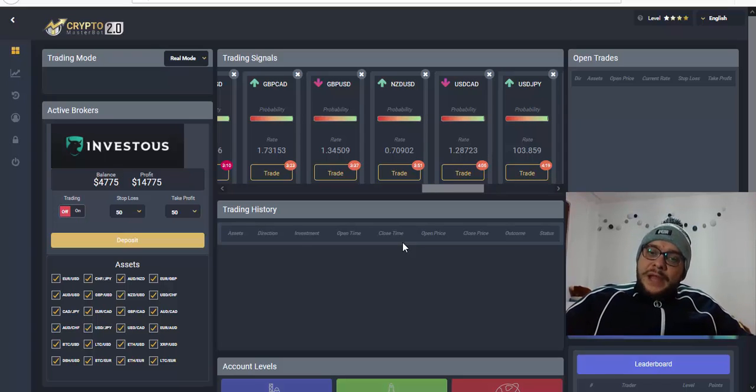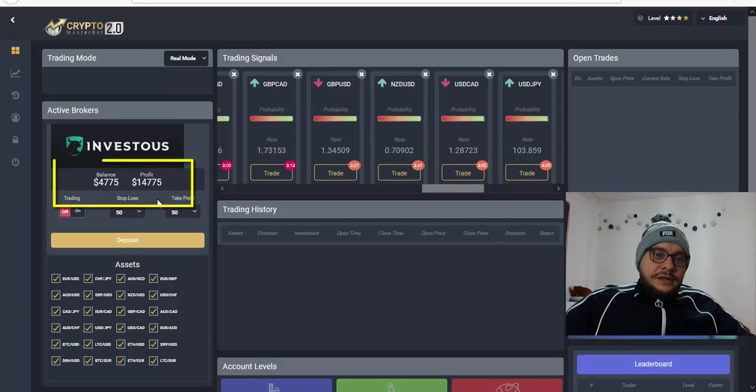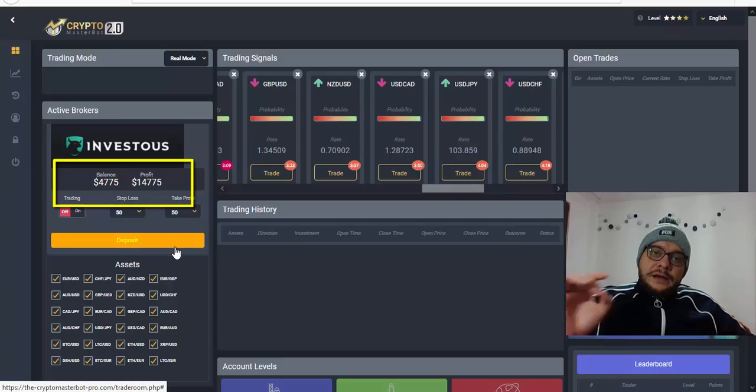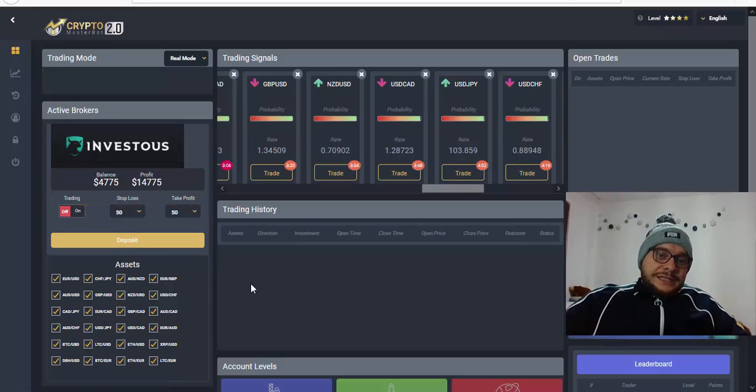Now I started this account with $250. I already made a withdrawal of $10,000. That's why my profit is 14,775 and the balance is 4,000 because I already withdrew $10,000. Now I have 4,775 in my account, and I plan to make another withdrawal of $10,000. That being said, let's prepare for this trading session.